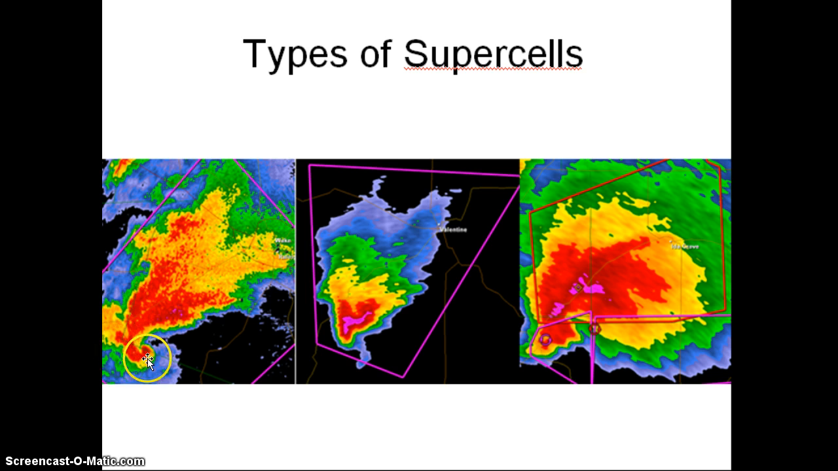Your classic supercell usually would have this hook echo, and it would have this V-notch, and this is just a demonstration of what this looks like. An LP, or low precipitation supercell, has that V-notch still, but you can see a lot less precipitation around the core where the tornado may be. And here's the high precipitation, vice versa, where you can see a lot of precipitation.